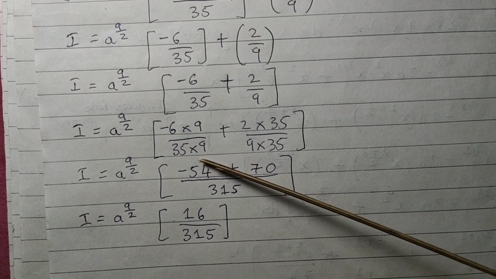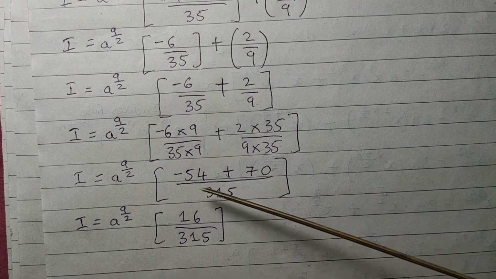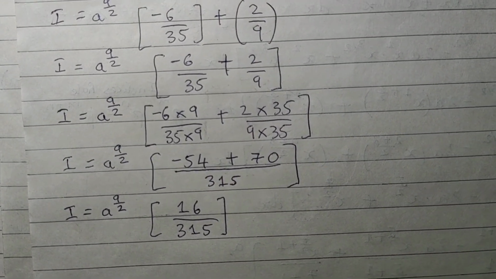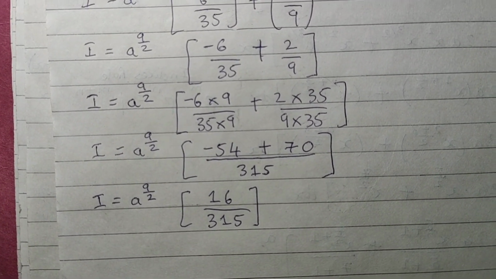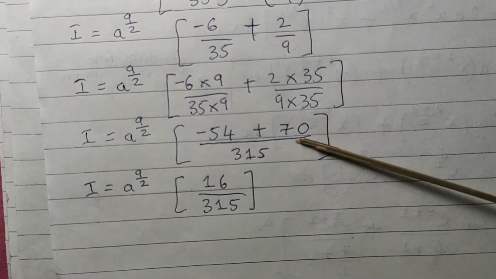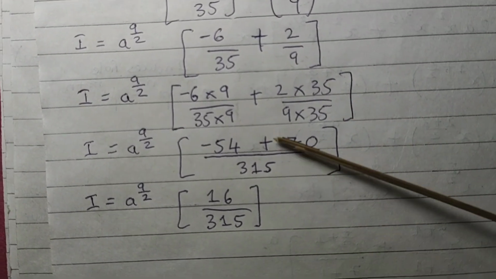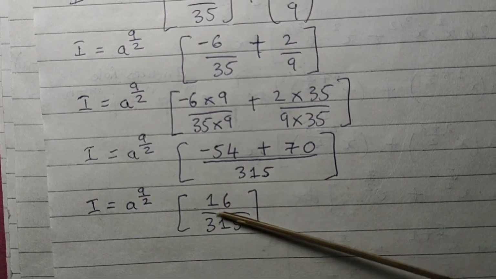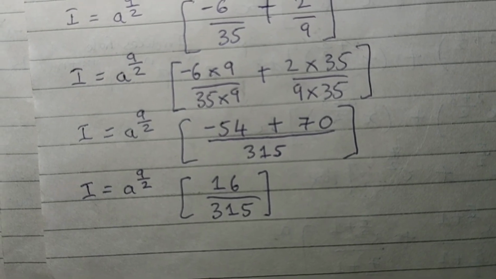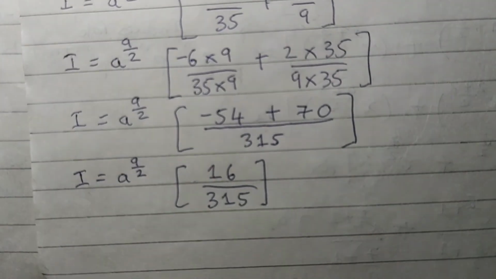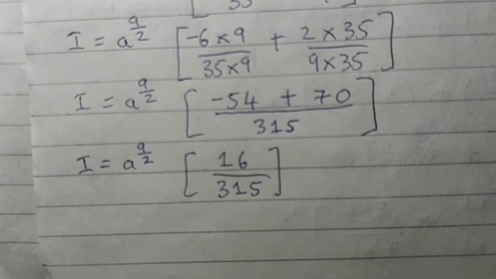So we get 315 over here and 315 over here. Now the numerator you can see is minus 54 plus 70, and outside the square bracket there is a raised to 9 by 2. If you do minus 54 plus 70, you will be getting a positive answer, since 70 is having a plus sign. And the final answer we get is I is equal to a raised to 9 by 2 into 16 divided by 315. That is the final answer.